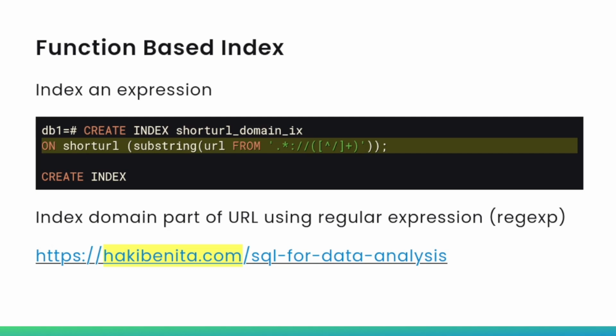So a function-based index allows us to index the result of an expression. In our case, we want to create an index on the domain part of the URL. So we can use, check this out, create index short URL domain IX on short URL, and then we provide the expression we want to index. This index is the substring from this URL shortener. If you look at the URL below, what this regular expression is doing is extracting the part highlighted in yellow, the domain part, and indexing this part.